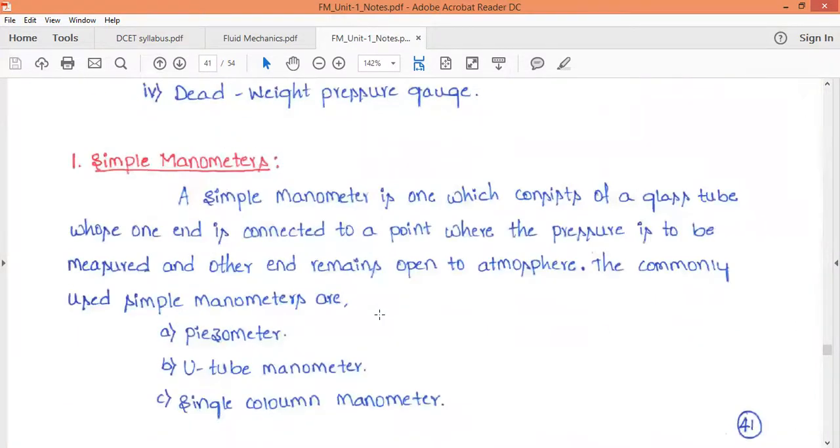Simple manometers. A simple manometer is one which consists of a glass tube whose one end is connected to the point where the pressure is to be measured and the other end remains open to the atmosphere.